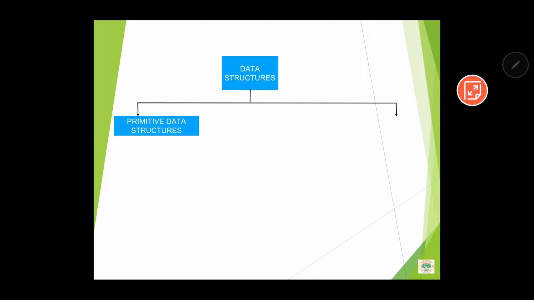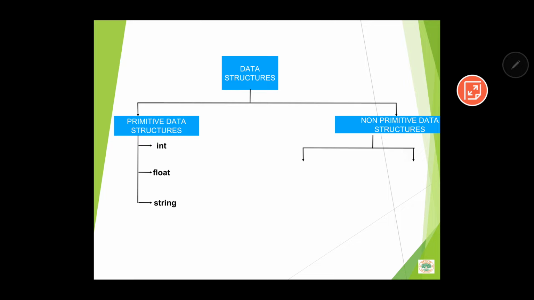So let's go to the classification of data structures. We can classify it into primitive data structures or non-primitive data structures. What are primitive data structures? Primitive data structures consist of the basic data types, which are int, float and strings. Non-primitive data structures are basically made using primitive data structures. They can be classified into two types. One is linear, the other is non-linear.